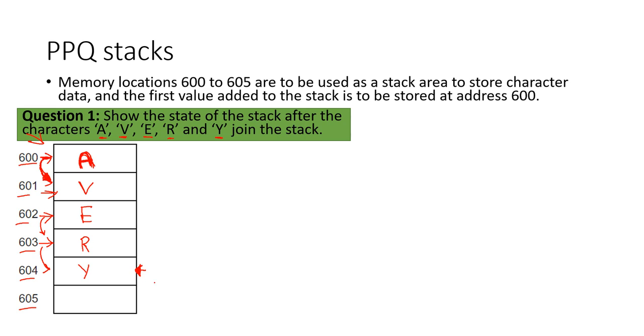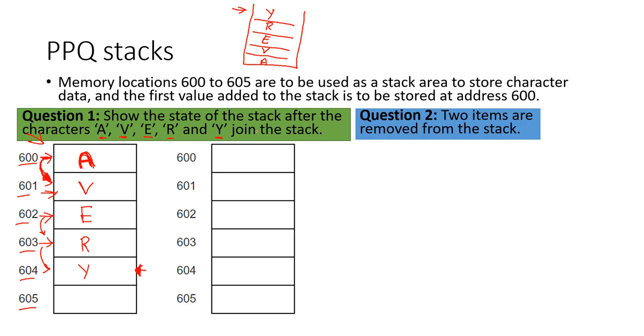So they've all been stored in these memory locations, and the top of the stack is there. For those that like visuals of the top of the stack actually being at the top, the Y is there, the R, the E, the V, and the A. Just actually in memory locations 600 to 604, that's the other way around.